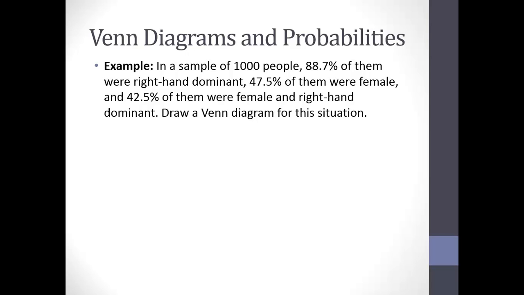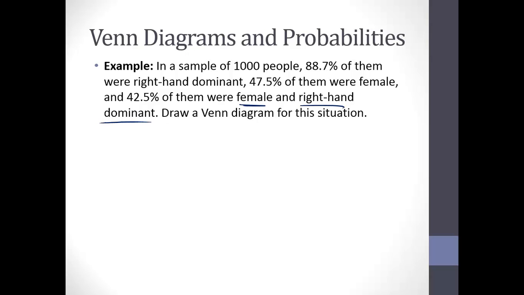So the first example that I have here says that if we took a sample of 1,000 people, 88.7% of them are right-handed dominant, so are right-handed, 47.5% of them are female, and 42.5% of them are female and right-handed. So they're both female and right-hand dominant.